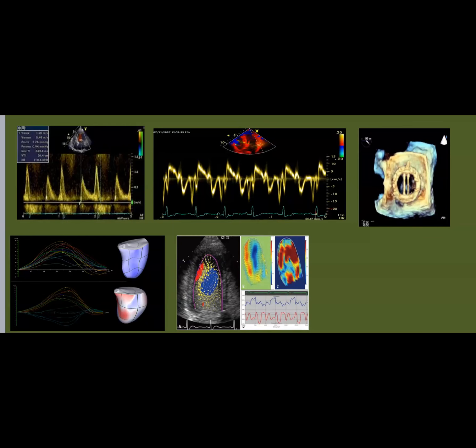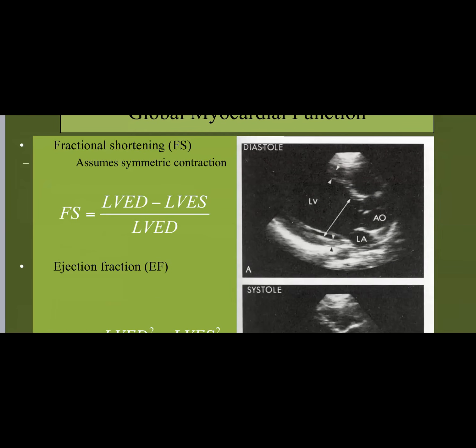Now, for the assessment of LV systolic dysfunction, as I told you last time, we started with the simple way of fractional shortening. For fractional shortening we need two dimensions, the LV end-diastolic and the LV end-systolic dimension. We subtract the two and divide by the LV end-diastolic dimension, and we get the fractional shortening. The normal value is more than 25% for the LV.